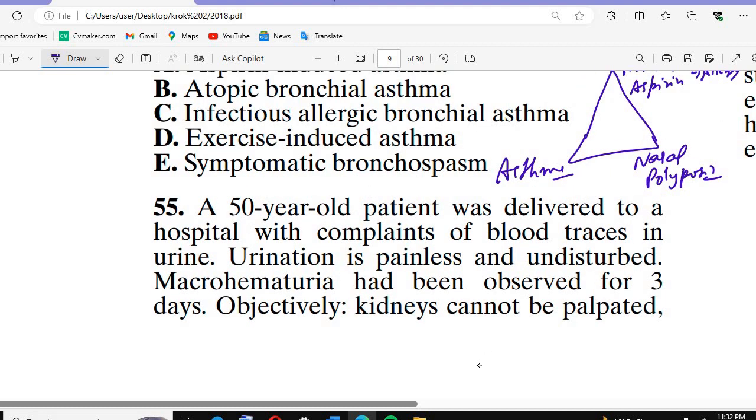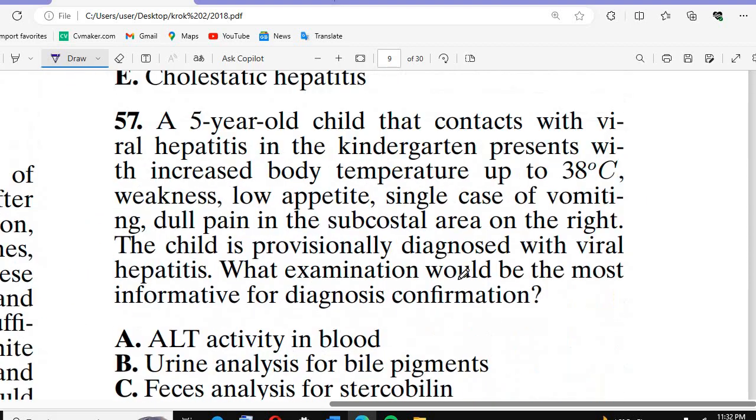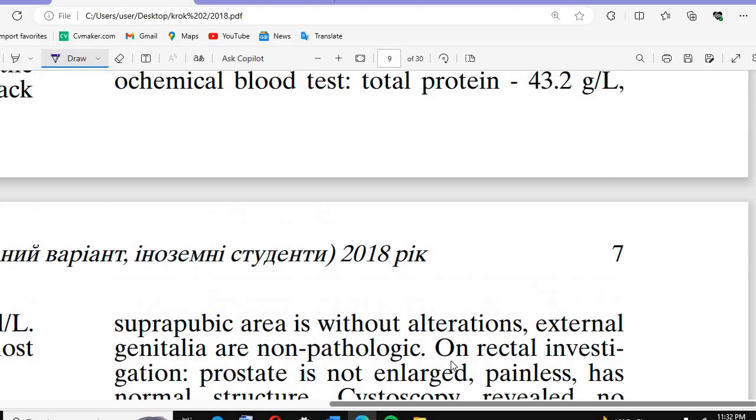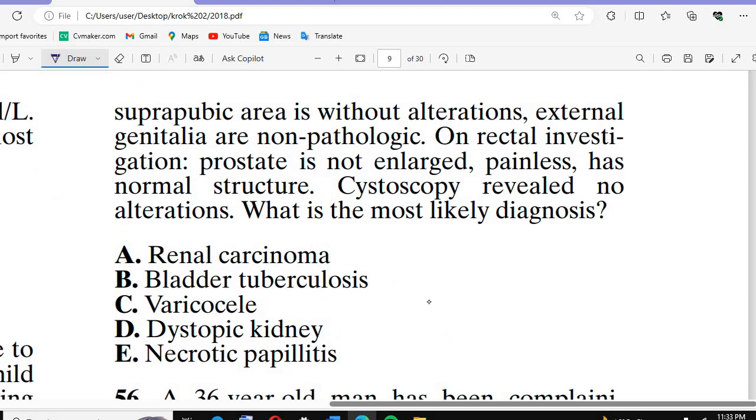So here we see blood traces in the urine, urination painless and undisturbed. Macrohematuria had been observed for 3 days. The kidney cannot be palpated. Now what do we see? The suprapubic area is without alterations. The external genitalia are non-pathological. On rectal examination the prostate is not enlarged, and cystoscopy reveals no alteration. So what is the most likely diagnosis?